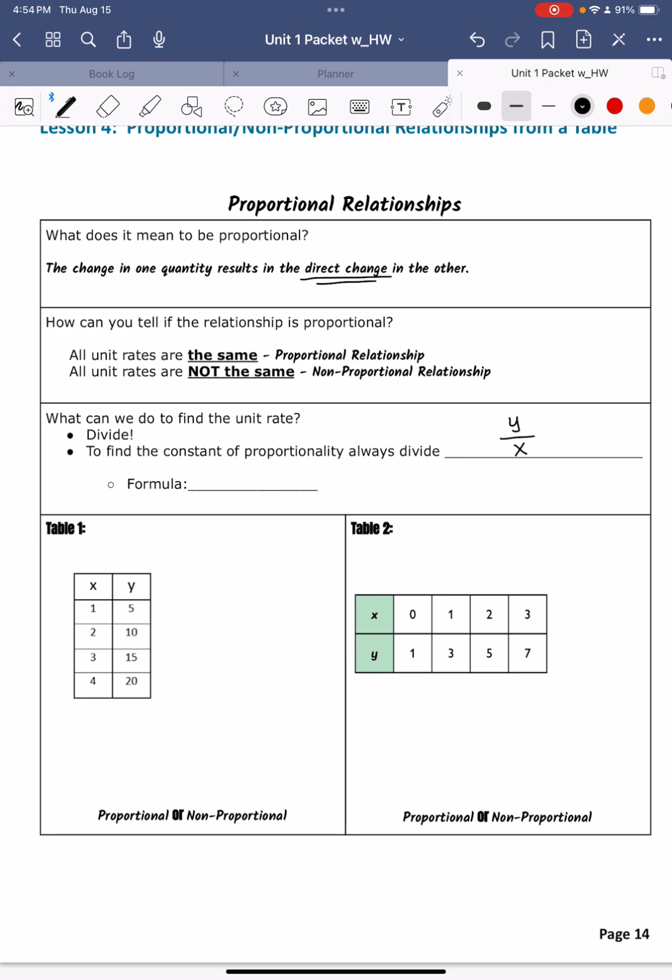So there's actually a formula to help us with this. Remember, our constant of proportionality that we talked about, we use the variable k. So our formula to find the unit rate or the constant of proportionality is k equals y divided by x. So it's always important to know what our y is versus what our x is.